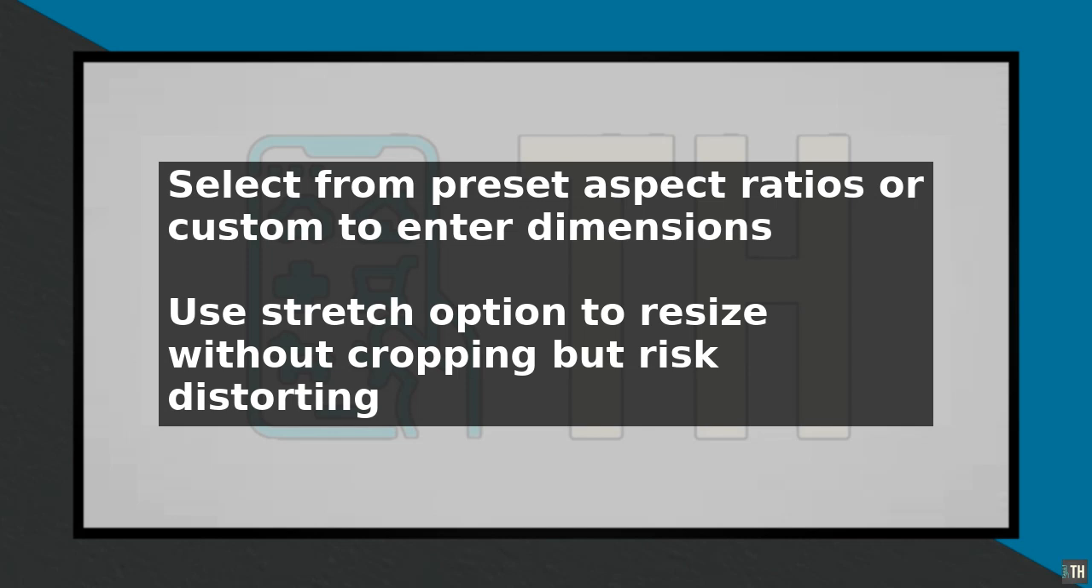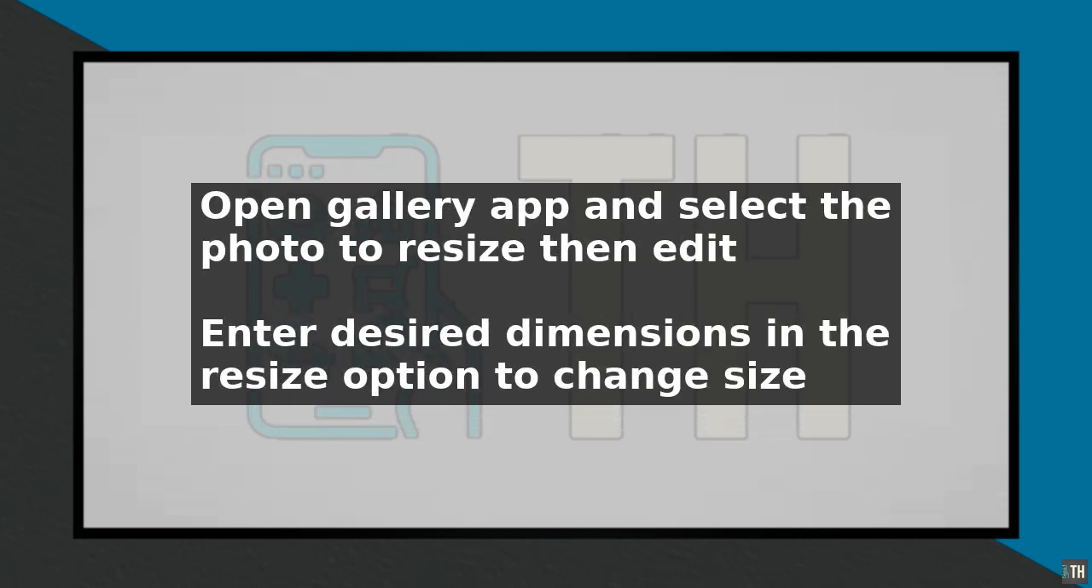Once you have selected your desired aspect ratio, you can adjust the photo to fit within the frame by dragging the corners of the box. When you are happy with the new size of your photo, tap on the save icon to save the changes.